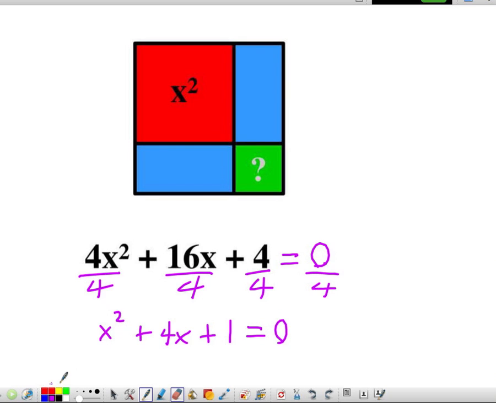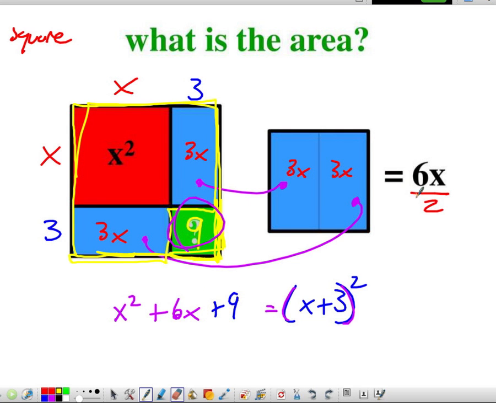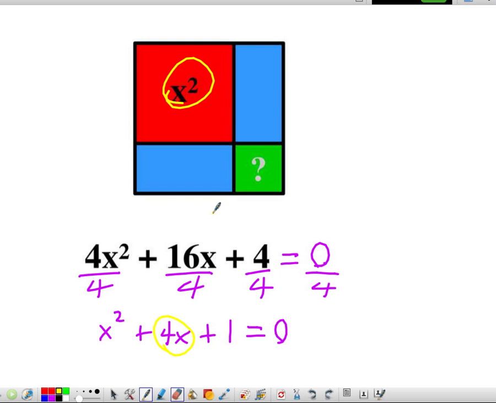Okay. Now, as you can see, we can now use this diagram, and we can see that x squared is here. 4x is represented by these two areas. By the way, what is the area of each one? Well, since both of these areas are equal, we need to take 4x. What did we do last here? We took the 6x and we divided by 2 in order to get the areas of each one. So we're going to take 4x divided by 2, and each area is going to be 2x.